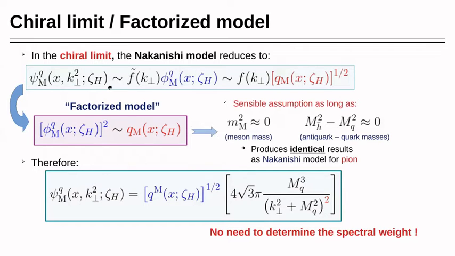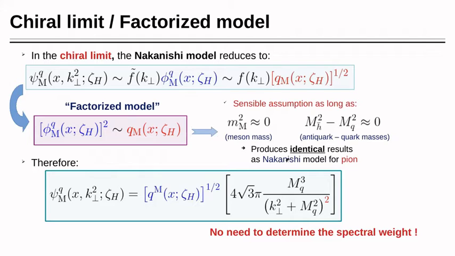So in the chiral limit, the Nakanishi model reduces to this expression. The light-front wave function can be written in terms of the distribution amplitude or in terms of the distribution function. Moreover, we arrive at a factorized version of the model because the square of the PDA is equal to the PDF. This will be a sensible assumption as long as we remain close to the chiral limit. This simple factorized model will produce identical results as the Nakanishi model for the pion. So we arrive at a closed expression for the light-front wave function. At this point, unless specified otherwise, I will show results concerning the Nakanishi model.